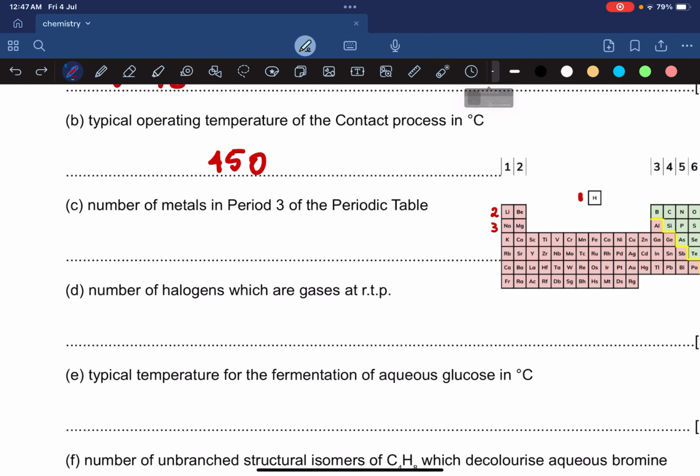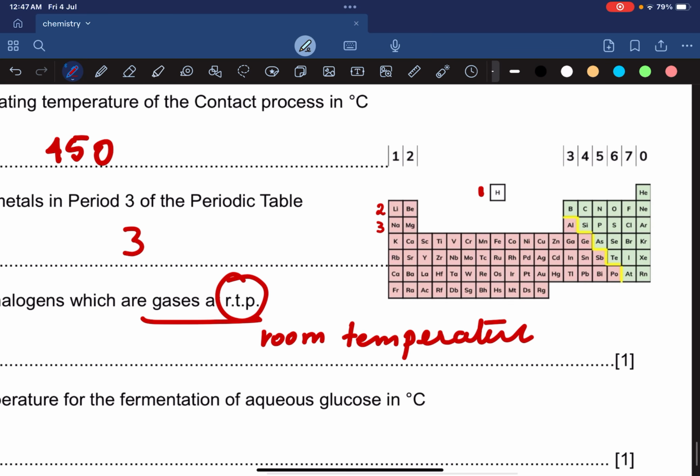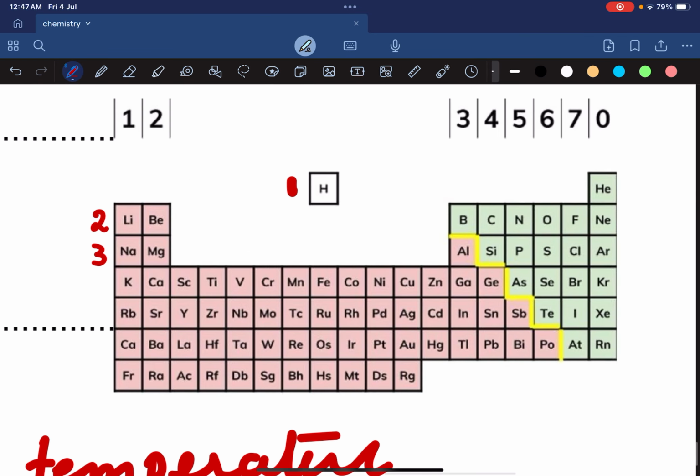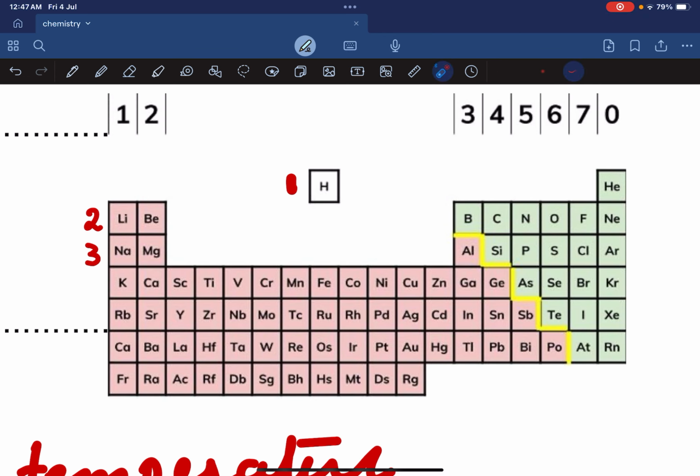The next question says the number of halogens which are gases at RTP. What does RTP mean? RTP means room temperature and pressure. We have to find the number of halogens which are gases. First, let's figure out what halogens are, where halogens are. Halogens are basically group 7. This is the halogen group, so let's just highlight this halogen group over here. There's fluorine, chlorine, bromine, iodine, and astatine. These are the halogens.